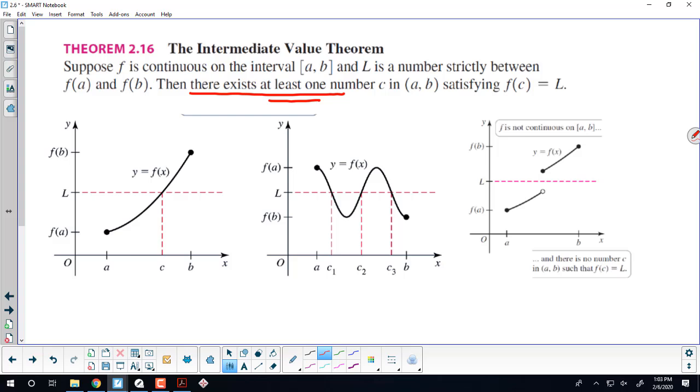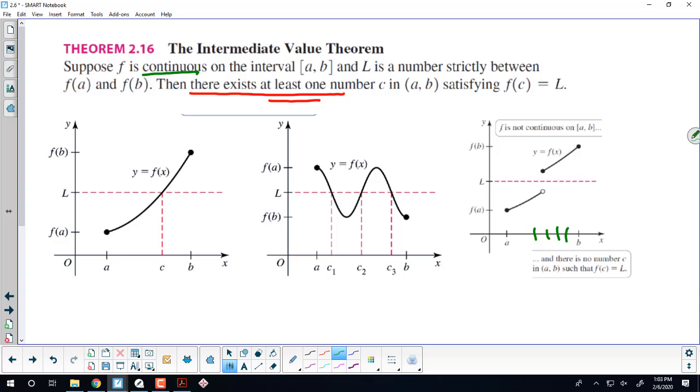The figure on the far right is illustrating that if the condition or the hypothesis or the assumption of the theorem is not true, then you can't guarantee that there's at least one of those c's. So this is just one example. We've got a function that's not continuous between a and b, and if we had this particular y value here, you can see there's no input on the x-axis that would actually give us that y value. Okay.